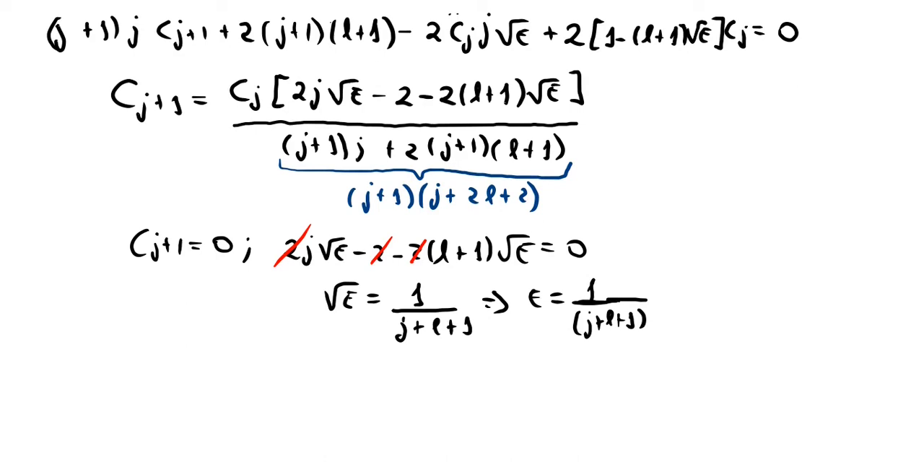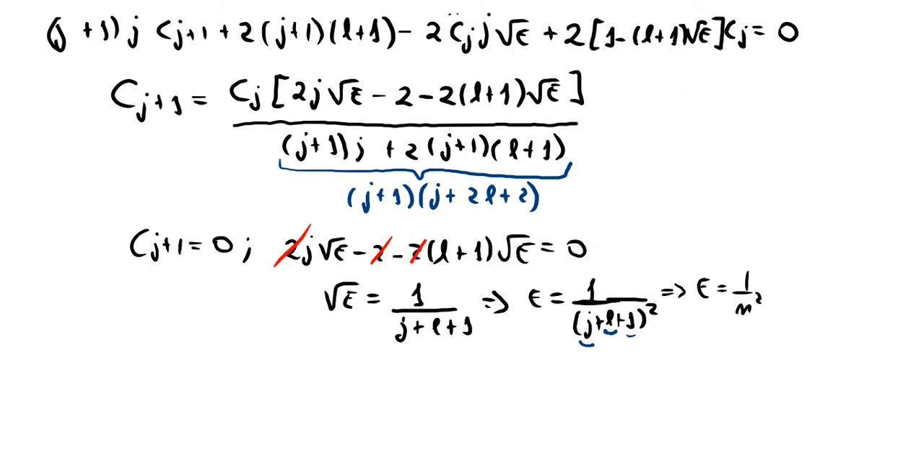Remember, what are these numbers here? These are all integer numbers, because this is the order of a polynomial. This is the L that comes from the spherical harmonics, and this is just an integer, of course. This is just 1. So in the end, I can rewrite my solution as being something like E is equal to 1 over n squared.